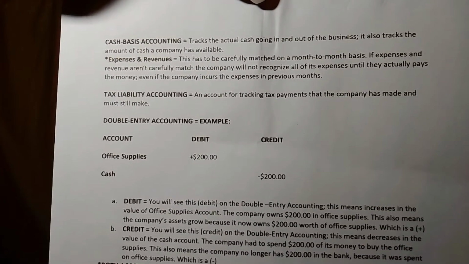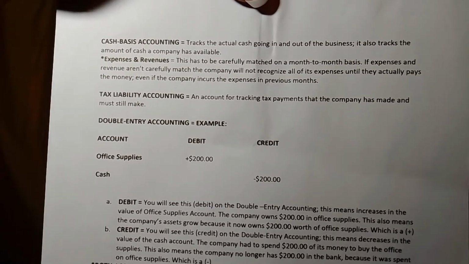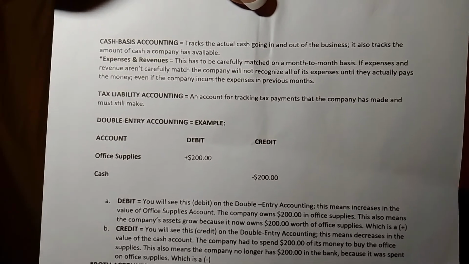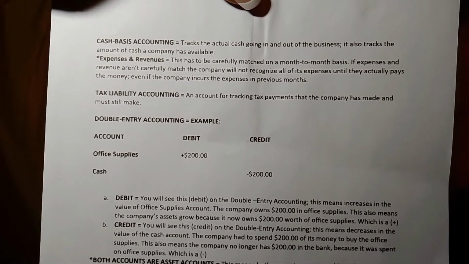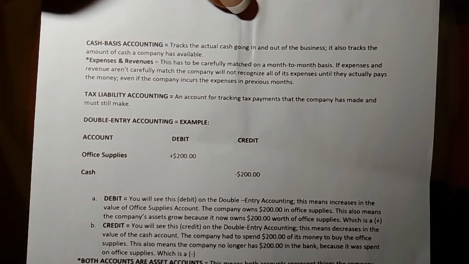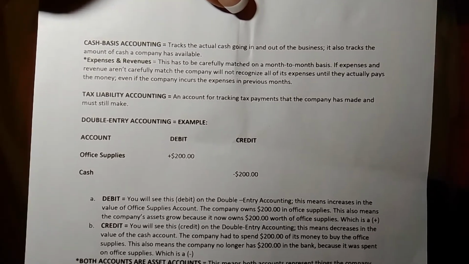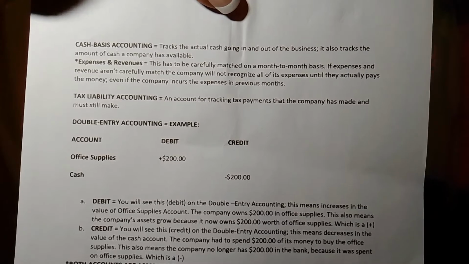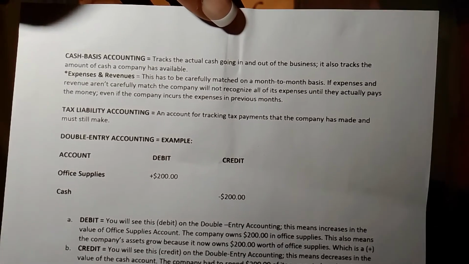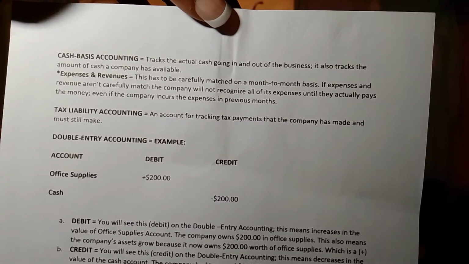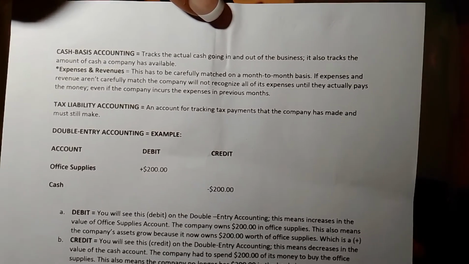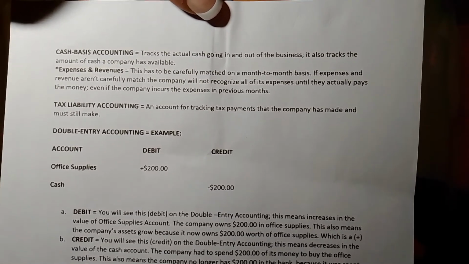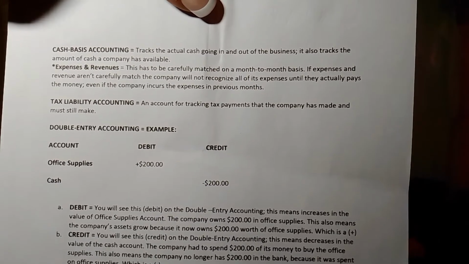Double entry accounting. You see the account, your office supplies, plus $200, and then on the credit side, it's minus $200. Okay, because you see it says cash minus $200. That's because the office supplies is plus $200 because that's what you now have. That's your asset because you own that now. And then your cash is minus $200 because you had to go into the bank account or your pocket to buy those $200 worth of office supplies.